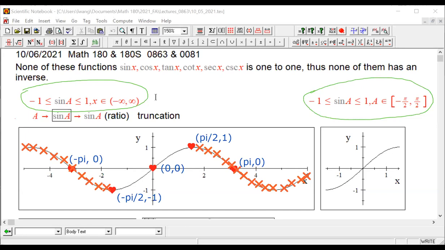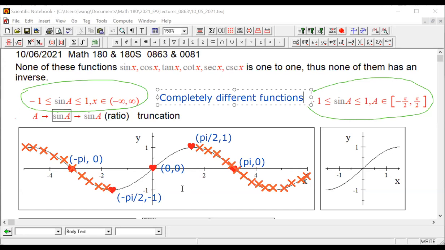they are completely different functions. They are completely different functions. Okay? Although they have the same range, they have different domain. They have different domain. All right?